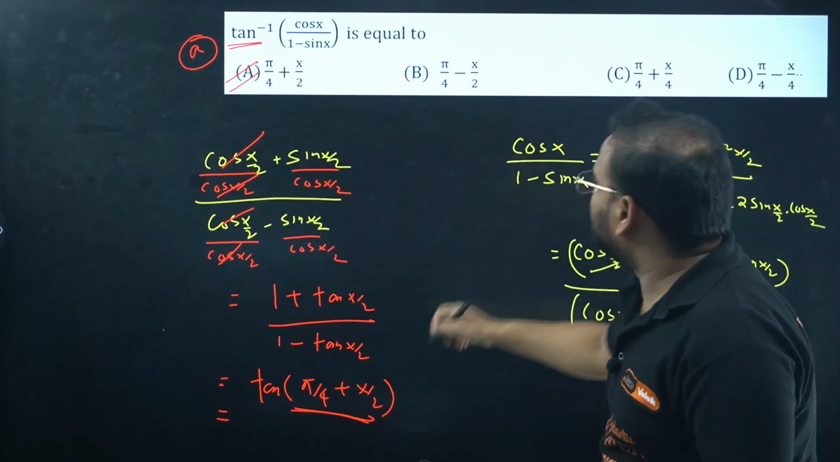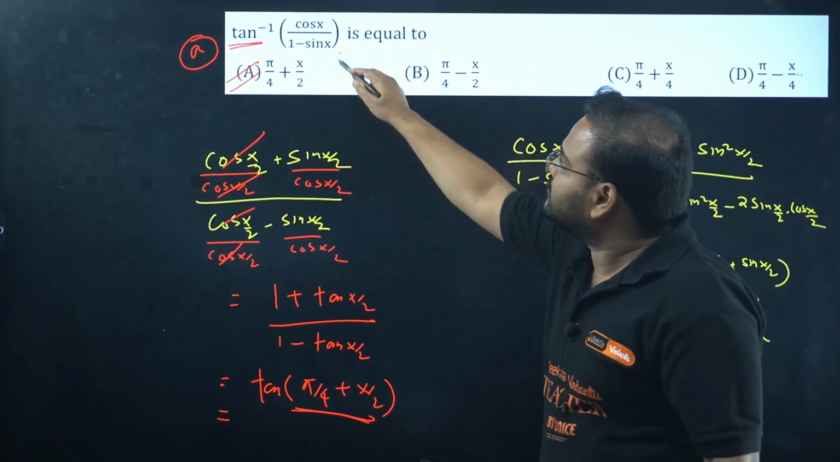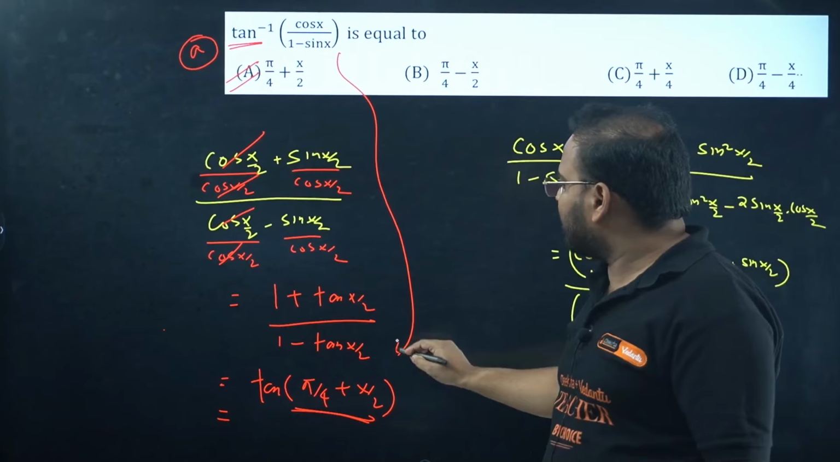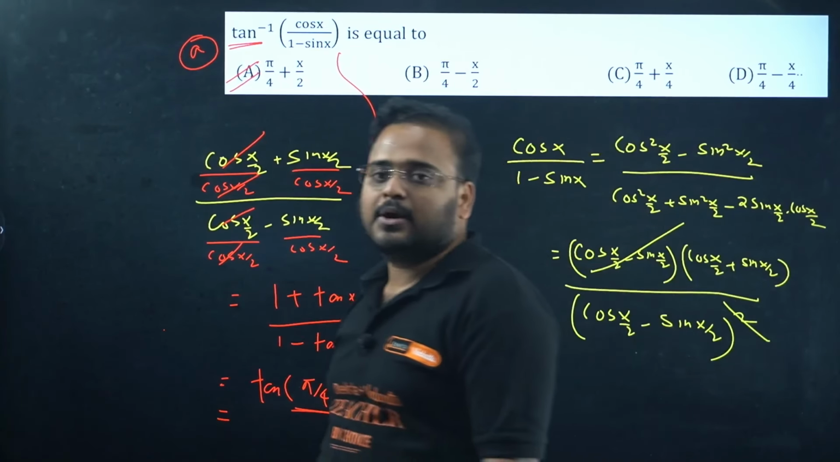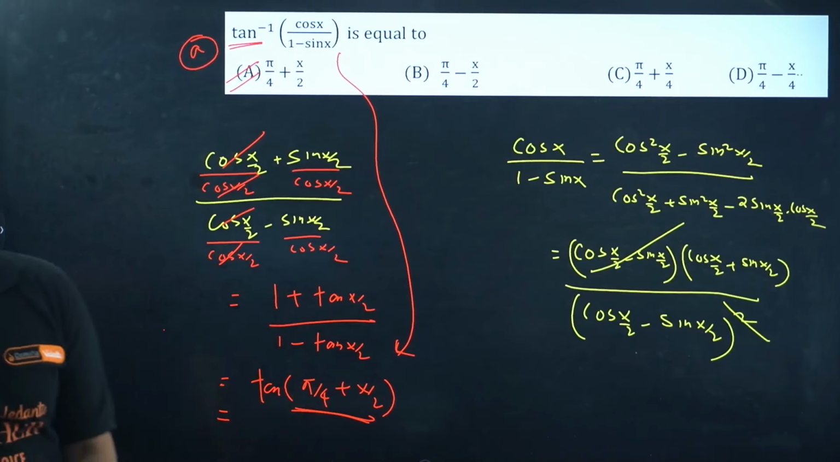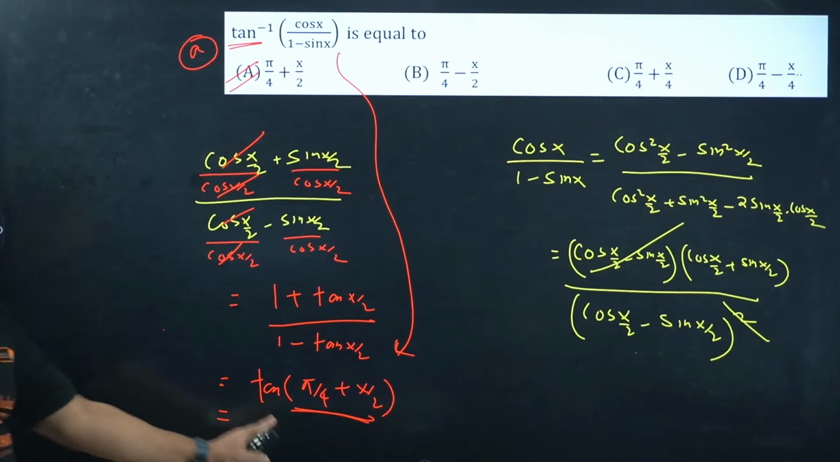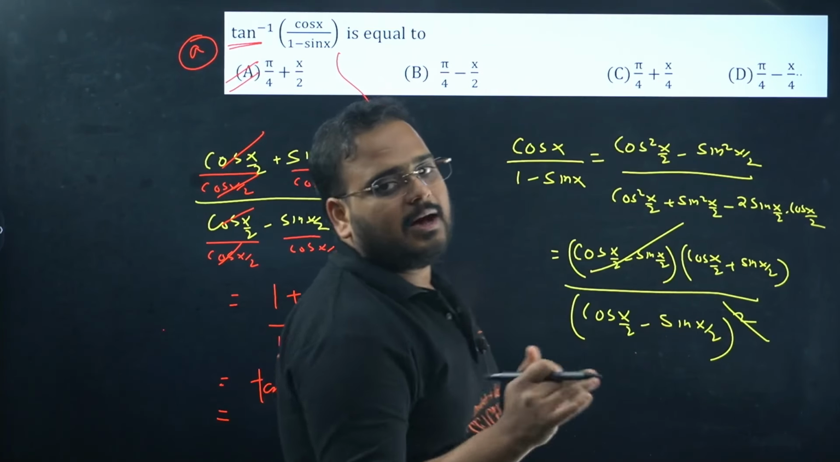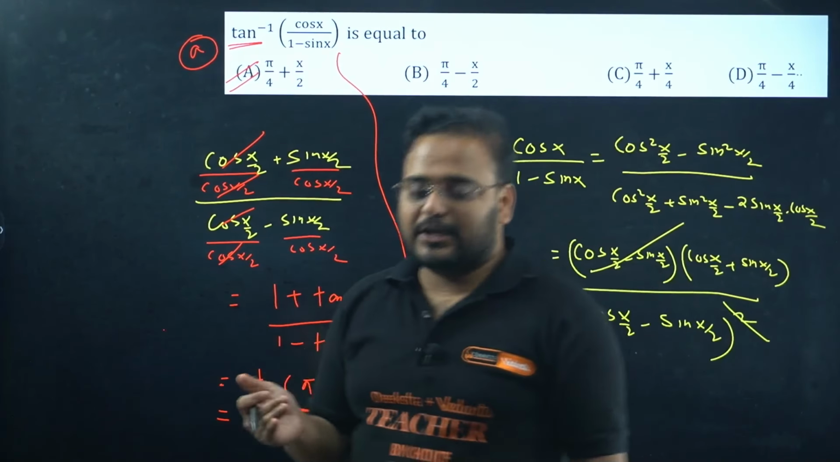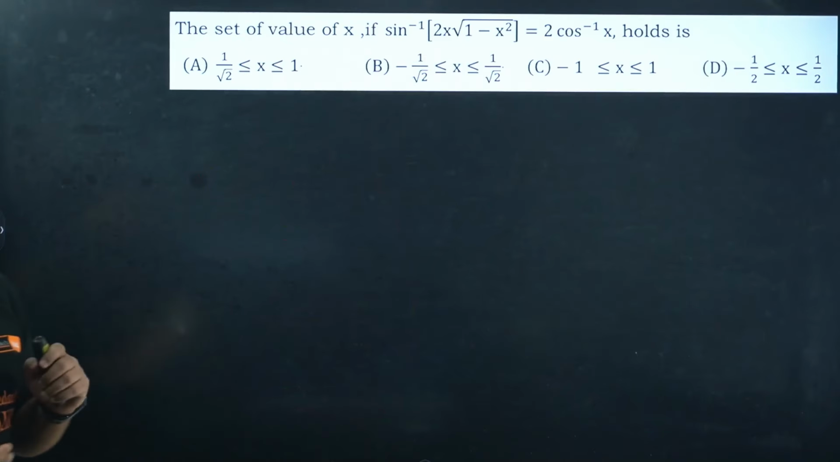This what we got is only for the cos of x upon 1 minus sin x. What about outside tan inverse? If you operate it with that, it will become tan inverse of tan. Cancels. Answer is pi by 4 plus x by 2. Clear? Makes sense? Done. Next one.